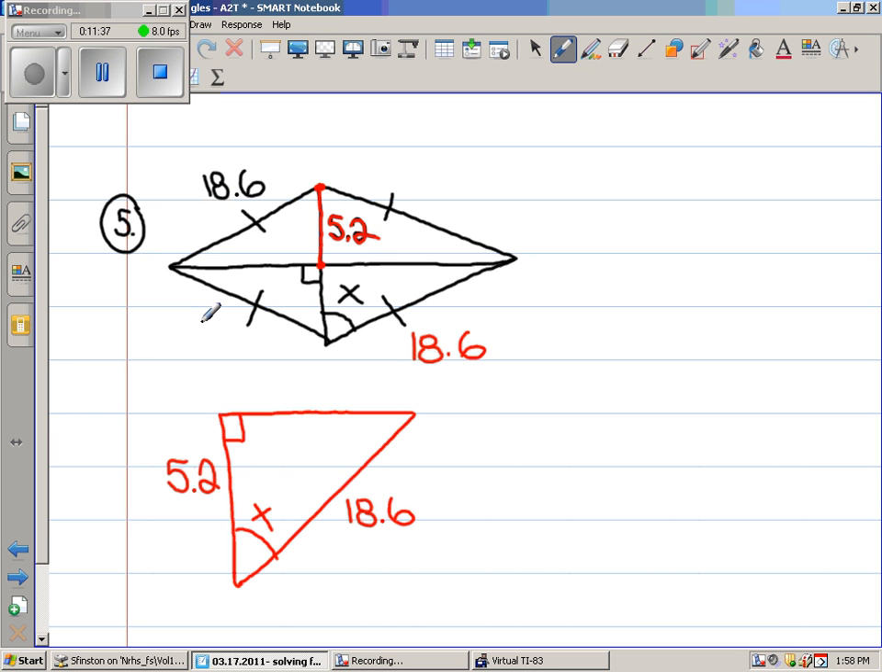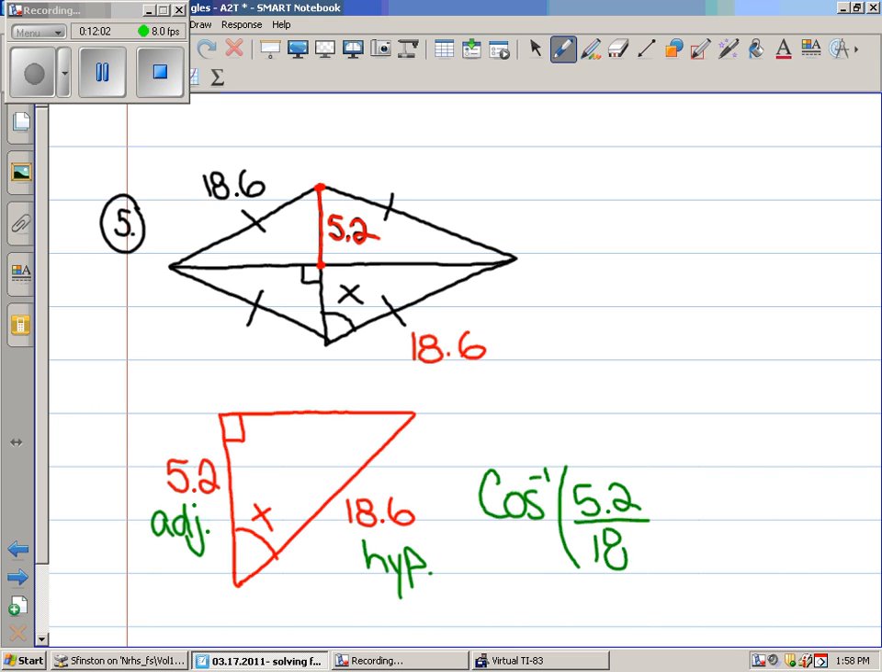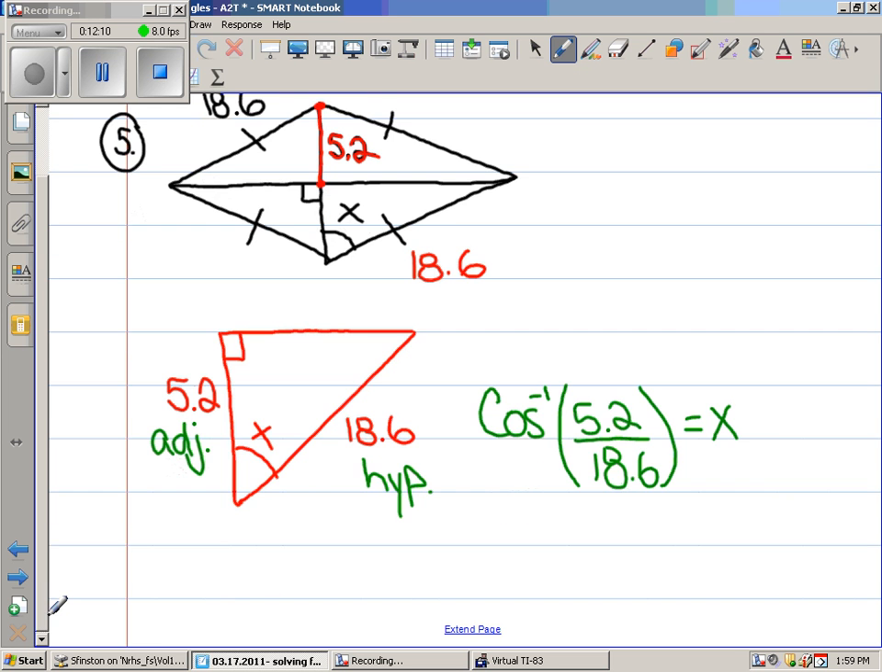I'm sorry, what's the label of the side? What kind is it? Good. And what about 5.2? Very nice. So which trig function are we going to use? Arc cosine. So arc cos of 5.2 divided by 18.6 equals x. Plug that into your calculator. Tell me how much x is. It's going to be 73.8.